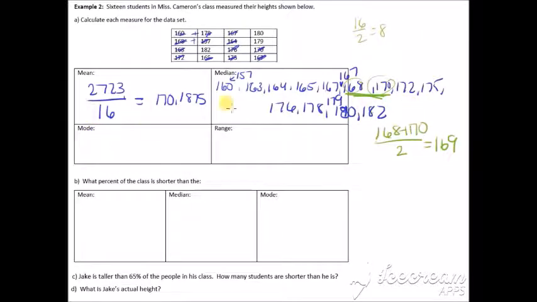Mode is the number that appears the most. So looking through it, 167 duplicates, and it's written twice. And I think that's it. And then range is the highest number minus the lowest number. Don't forget that that 157's up there, and I get 25.